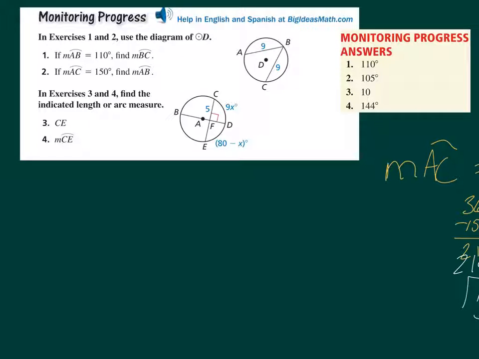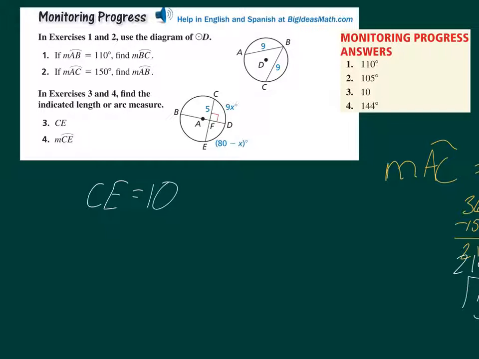Okay. Now example 3, again, we know that CF is 5. That means FE is also 5. So this whole length CE has got to be 10. CE is equal to 10.